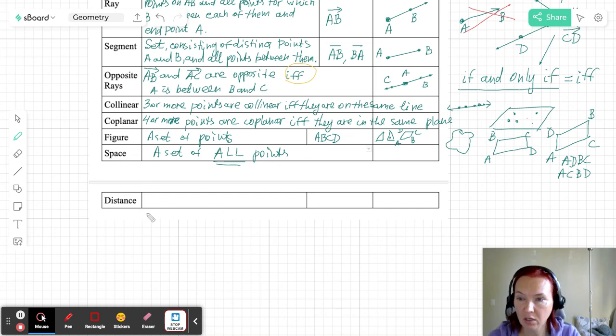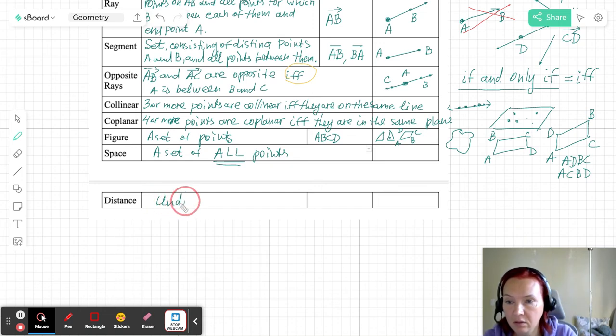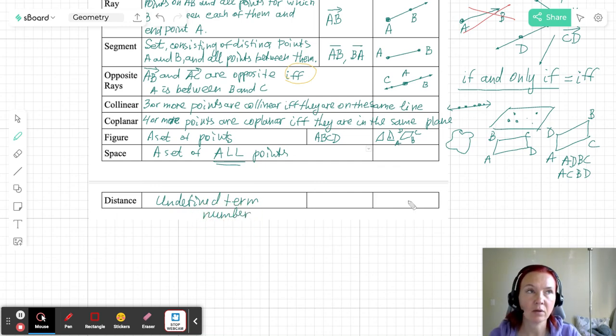The final definition for today is distance, and actually, ironically, it's not a definition because distance is also an undefined term. It is, however, a number, so we have to remember it is a number. Because think about it, if somebody asks you, what's the distance between your house and the school? You're going to say, oh, 2.3 miles. Or somebody asks, what is the distance between yourself and the door? You're going to say, oh, it's 5 feet. You always give a number. So the distance is a number.